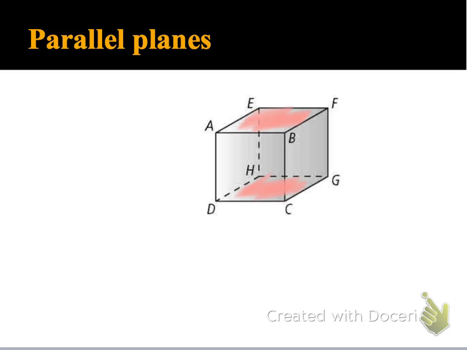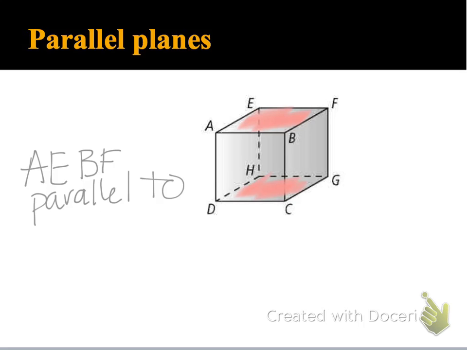Planes we always label with at least 3 letters, and they have to be capitalized. So if I wanted to label this with all 4 letters, I could do AEBF is parallel to, and then I have to name my plane down here, DHGC. So you always capitalize them, there are no lines with them, but you have to have at least 3 letters that are in that plane when you label it.